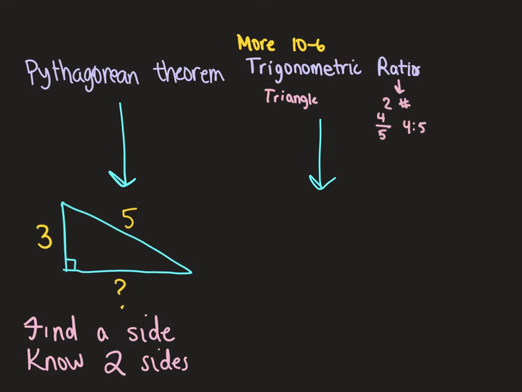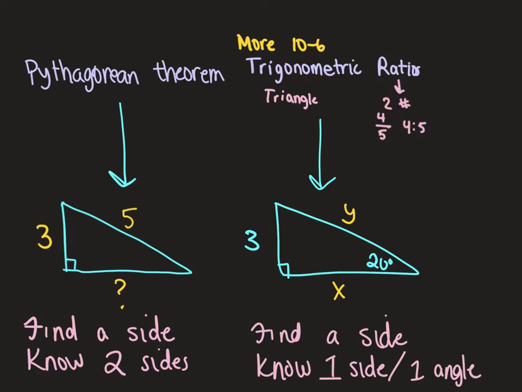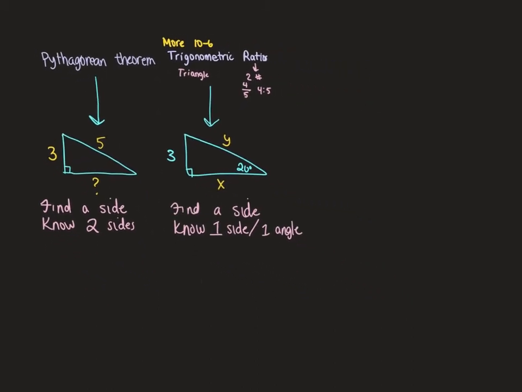But what about trigonometric ratios? What are these trig ratios going to help us do? Well, I still have a right triangle. These only work on right triangles. And this time, I'm going to know one side. So maybe I know this side is 3. And I know an angle. Maybe I know that this is a 20-degree angle. I can find the other two sides if I know one side and one angle. Over here, I had to know two sides. Over here, I have to know one side and one angle. You know one side and one angle, and you can find another side. You can find both sides if you want to.